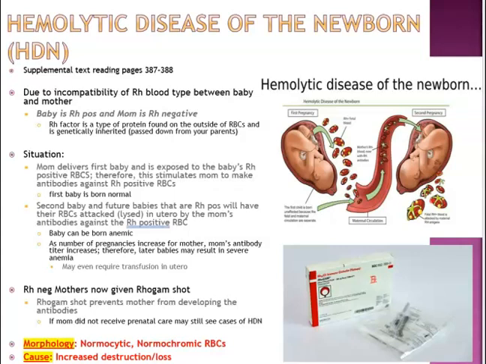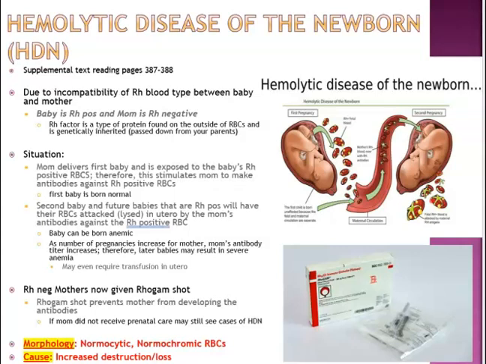The last hemolytic anemia we're going to discuss is hemolytic disease of the newborn, or HDN. This is due to the incompatibility of the Rh blood type between the baby and the mother. This is when the baby has a positive Rh type and the mother has a negative Rh type. The Rh factor is a type of protein found on the outside of the red blood cells and is genetically inherited and passed down from the parents. So if it's on the outside of the red blood cell, it's an antigen. And you'll learn more about that when you get to blood banking.